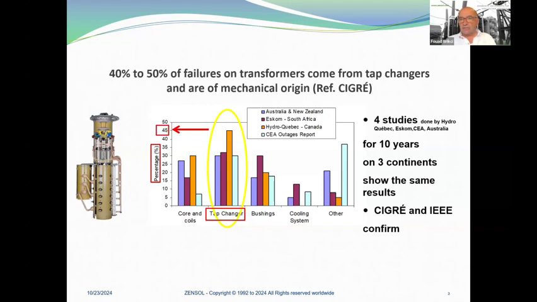So 40 to 50% of failures on transformers come from tap changers and are of mechanical origin. And I have seen in the previous presentation the number of 30%. So here we are close. Four studies done by Hydro-Quebec, ESCOM, Canadian Electricity Association, and Australia for 10 years on 3 continents show the same results. For example, for Hydro-Quebec, they have the number of 45% failures coming from the tap changers. All the others are from current coils, bushings, cooling system, and others.